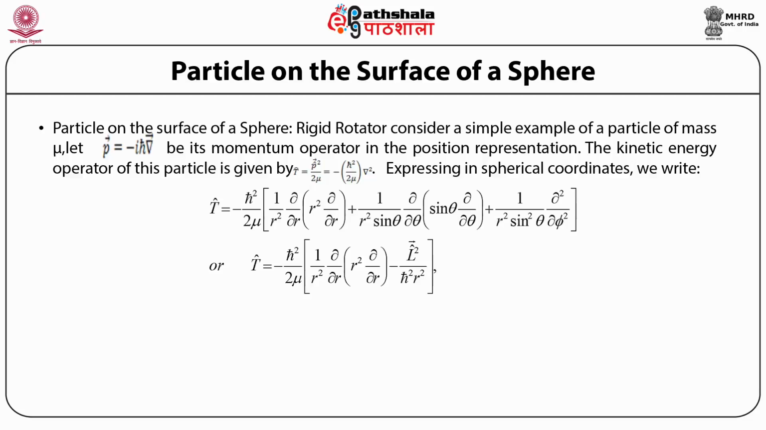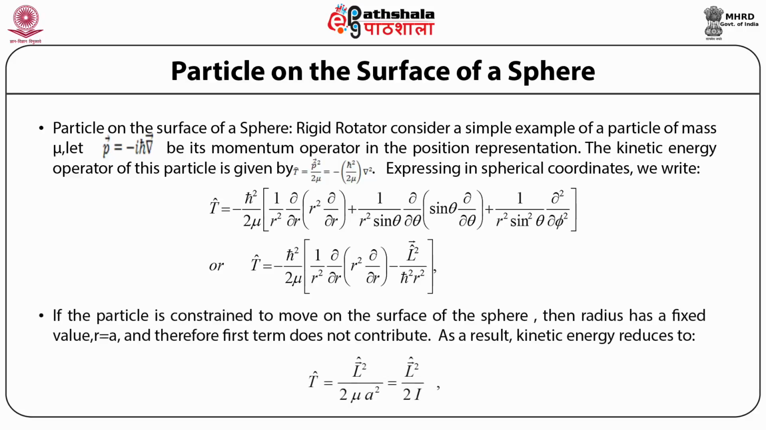And this can then be written as the kinetic energy operator equal to minus h cross square by 2 mu, bracket open, 1 upon r square del by del r acting on r square times del by del r, minus operator L square upon h cross square r square, bracket close, where we see that the operator L square is given by the second and the third term of the above equation.